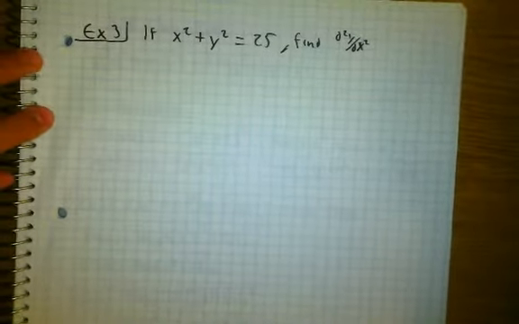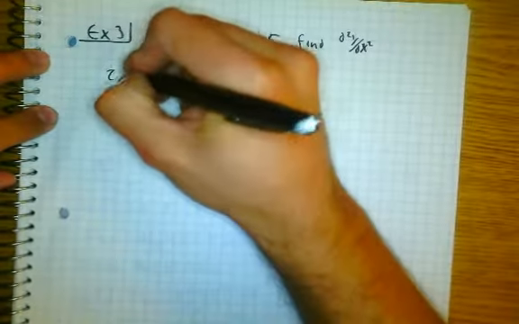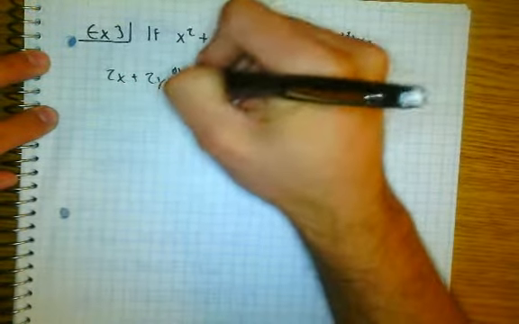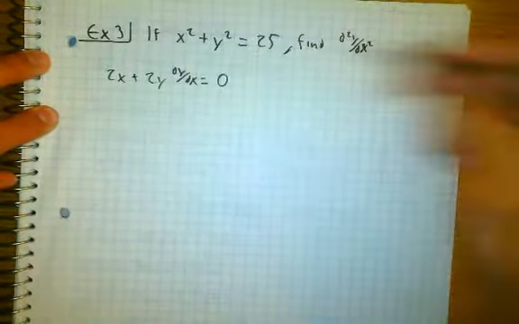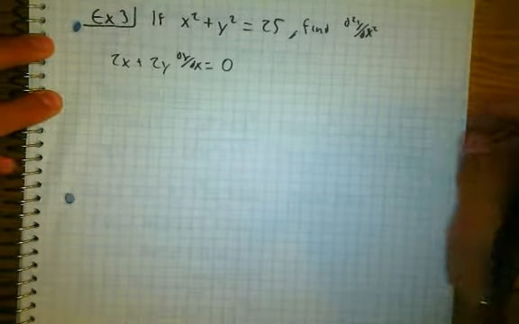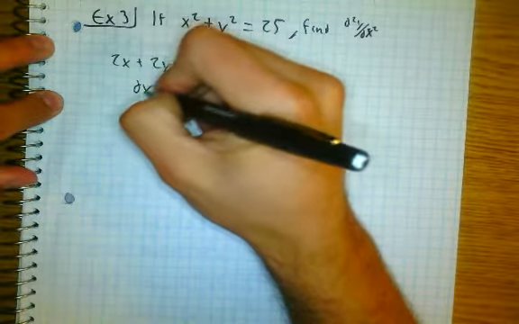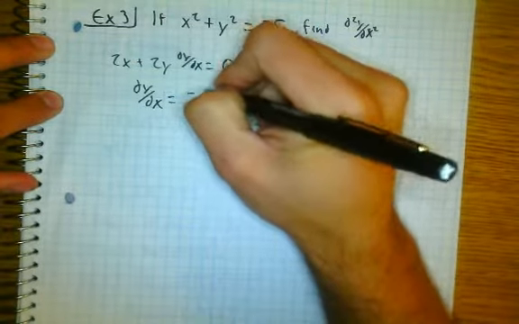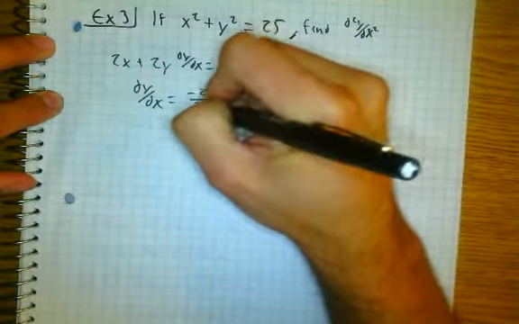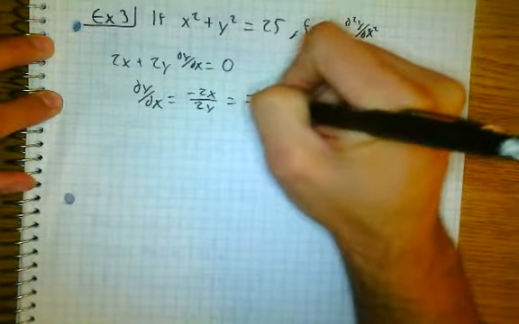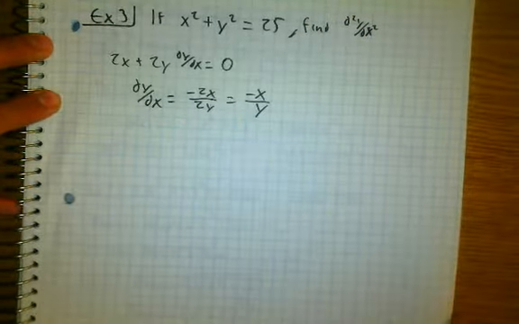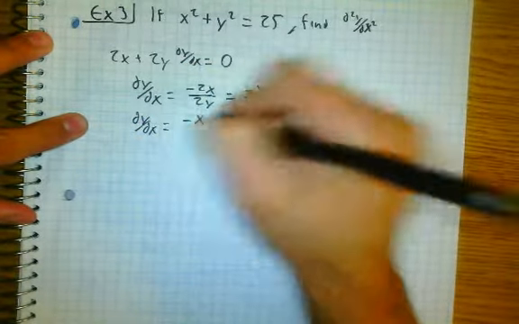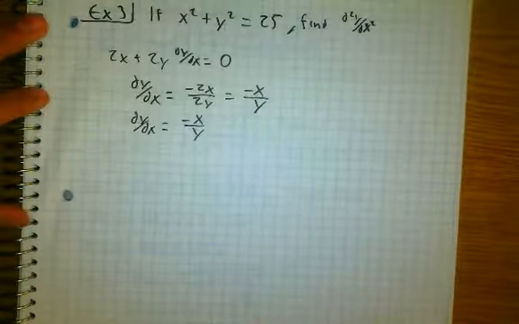Alright, if we find the first derivative, what does the first derivative look like? 2x plus 2y dy/dx is equal to 0. Agreed? Solve for dy/dx. Tell me what the derivative is. Negative x over y. Agreed? The first derivative, dy/dx, is equal to negative x divided by y.